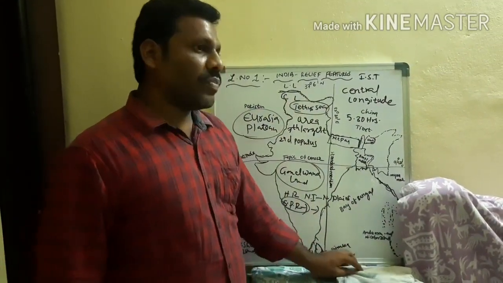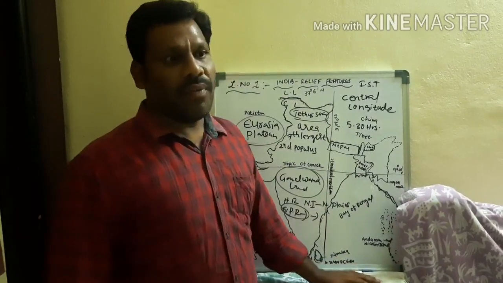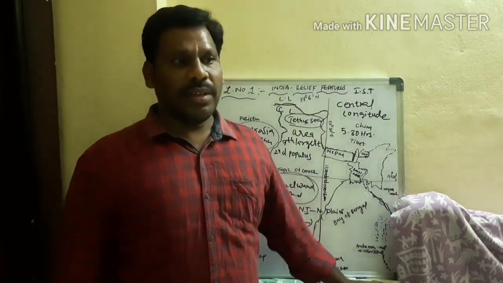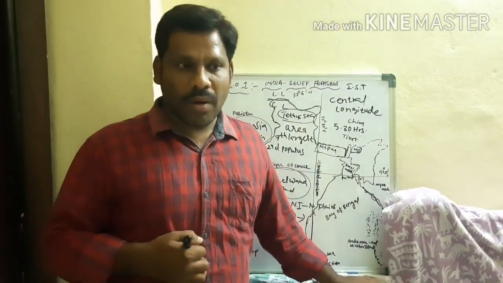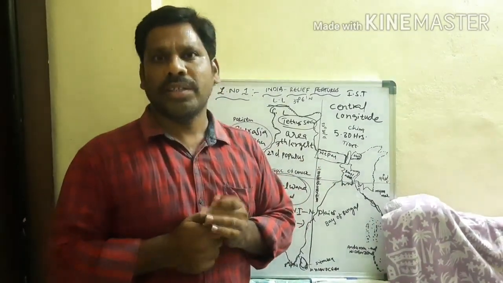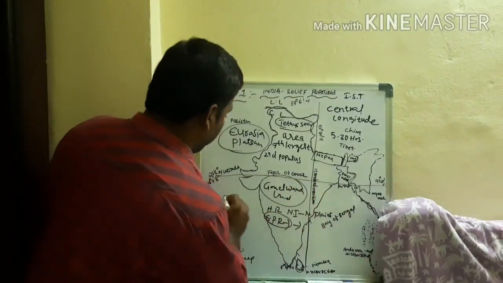As per Alfred Wegener, he proposed one theory that is called what? Continental drift theory. Now we have 7 continents. Before, it was only one continent, that is called what? Pangea. That is called what?